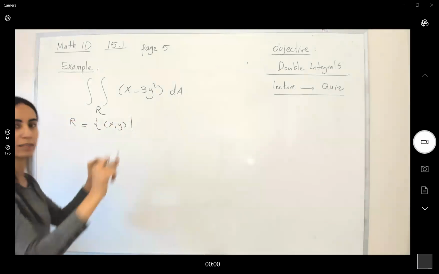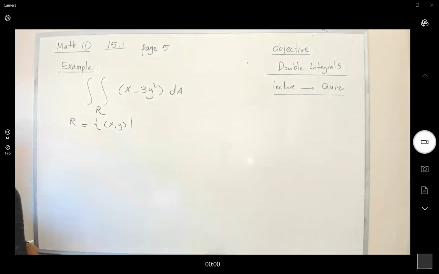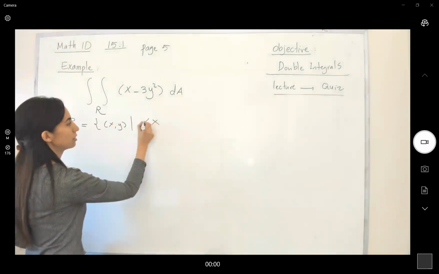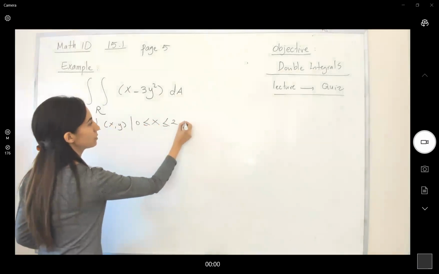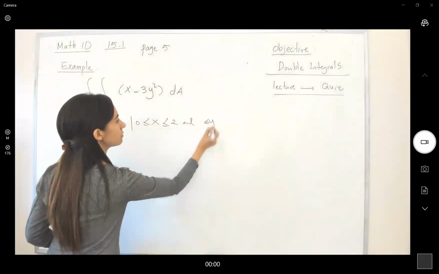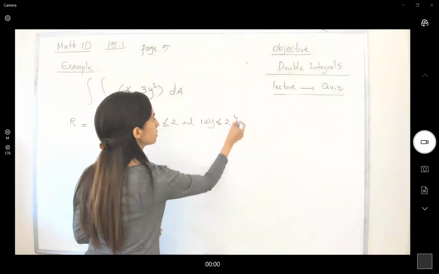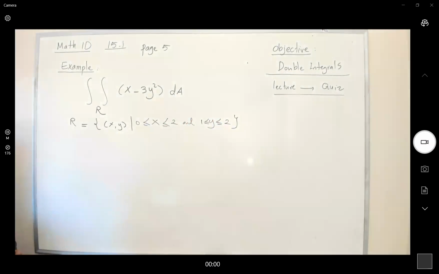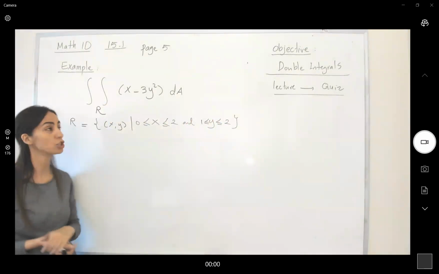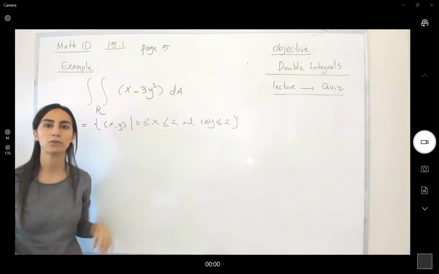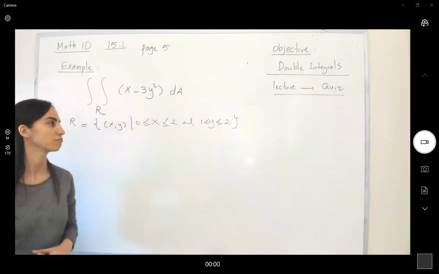You have a rectangular shape, such that x is between 0 and 2, and y is between 1 and 2. There you go. So you look at your function. Hey, I have a nice function. This function is continuous everywhere.